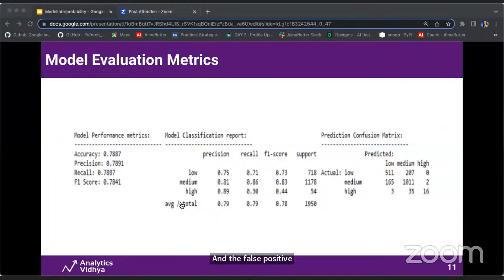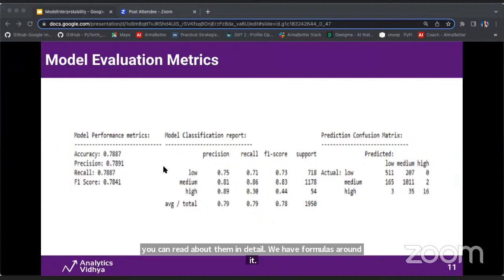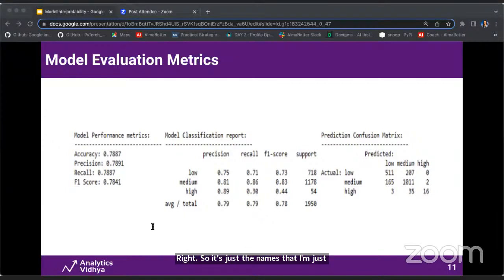Then we have regression algorithms. So for regression algorithms, we can use standard matrix like the coefficient of determination, which is R square. Then we have RMSE score, which is root mean square error. We have mean square error as well, MSE score, and then we have mean absolute error as well, right? So there is a proper illustration of all these matrices out there over the internet, and you can read about them in detail. We have formulas around it, right? So it's just the names that I'm taking out right now.